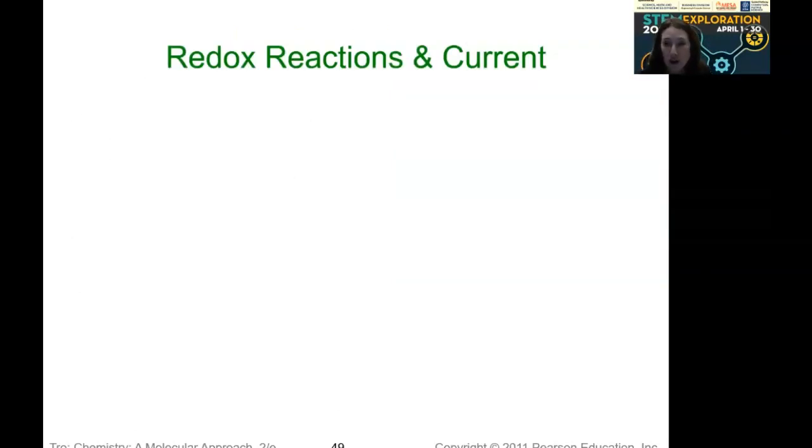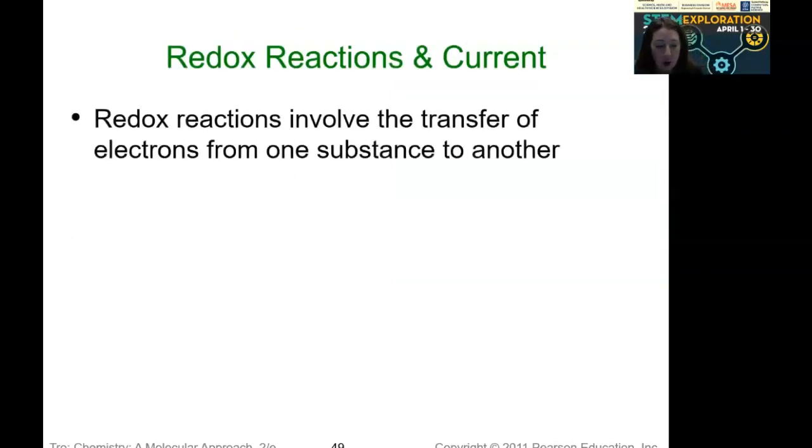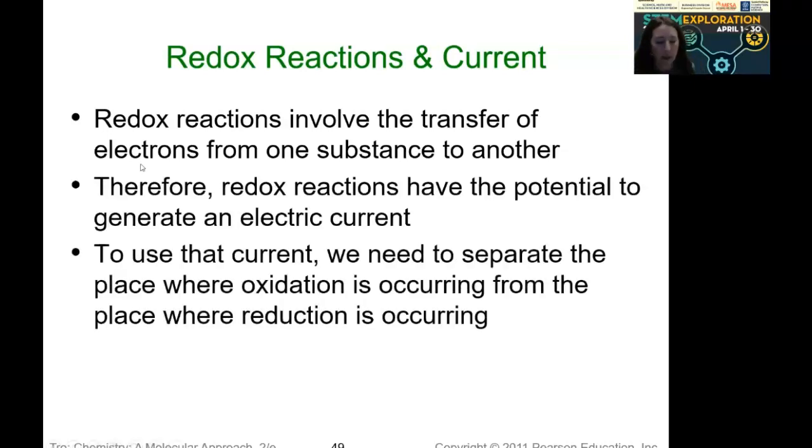So when we talk about redox reactions in current, it involves the transfer of electrons from one substance to another. So whoever is being oxidized is losing electrons, and whoever is being reduced is gaining electrons. So it's always a movement of electrons from one place to another. Someone loses, the other one gains. Therefore, redox reactions have the potential to generate an electric current, because electric current is just the movement of electrons.